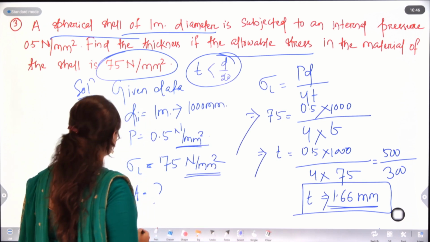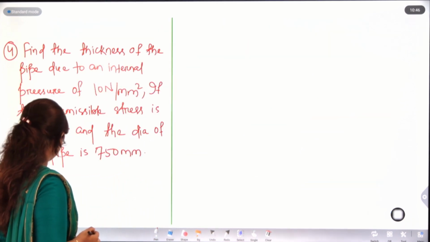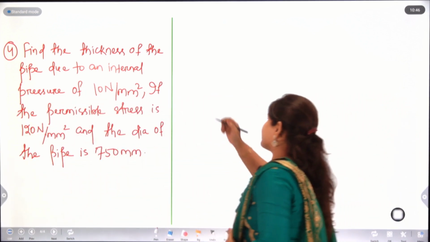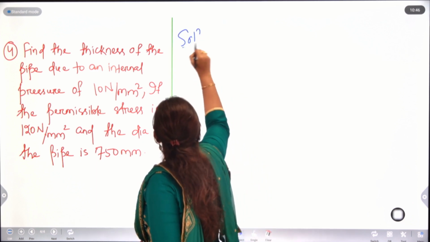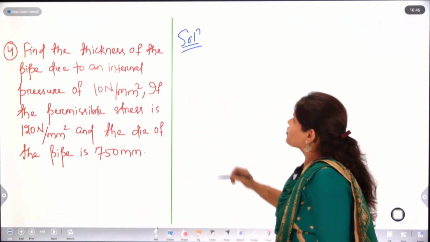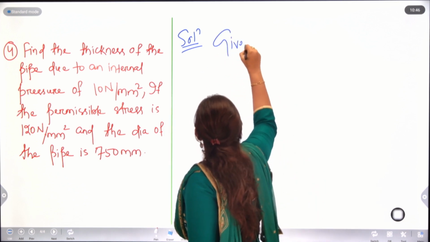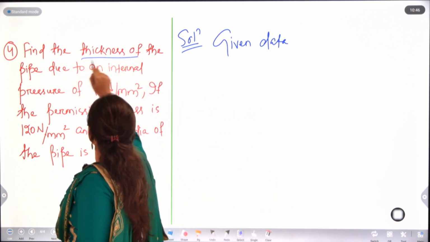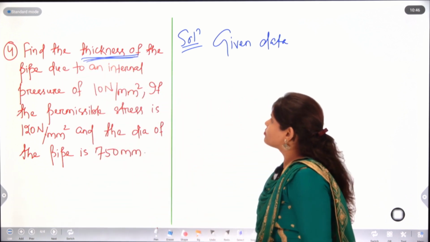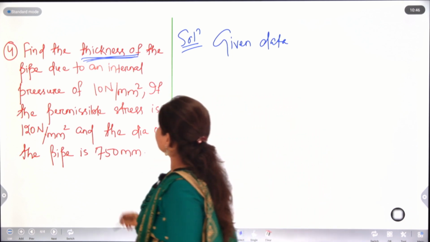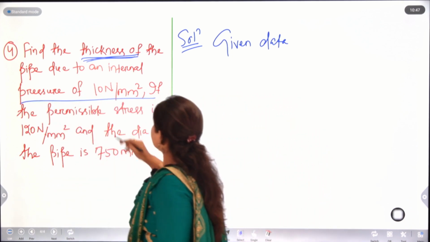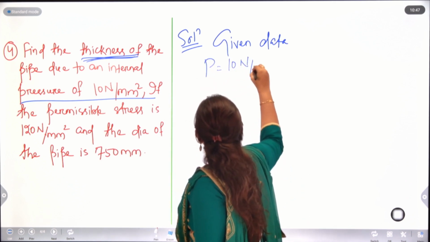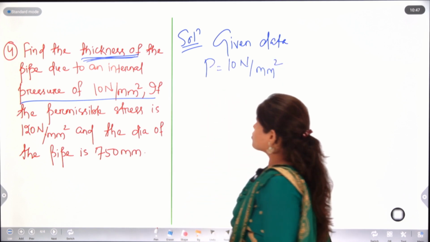Okay. So in our next problem, we will understand this. So what was in the given data? The question asks us for the thickness of the pipe due to an internal pressure. So the internal pressure is P equals 10 Newton per mm square.